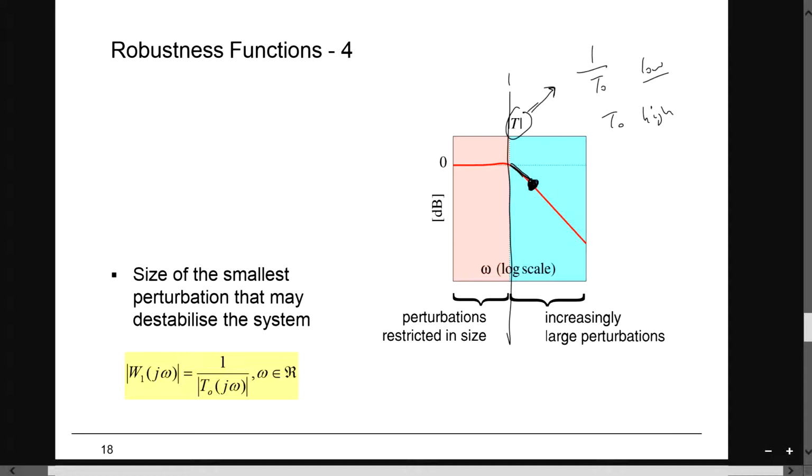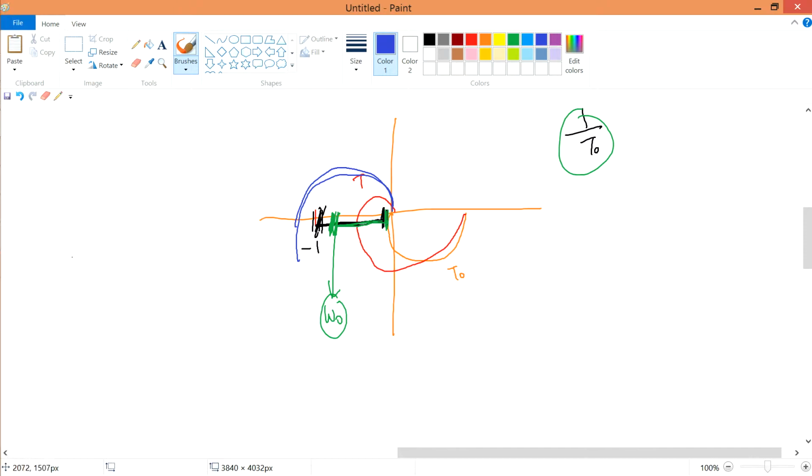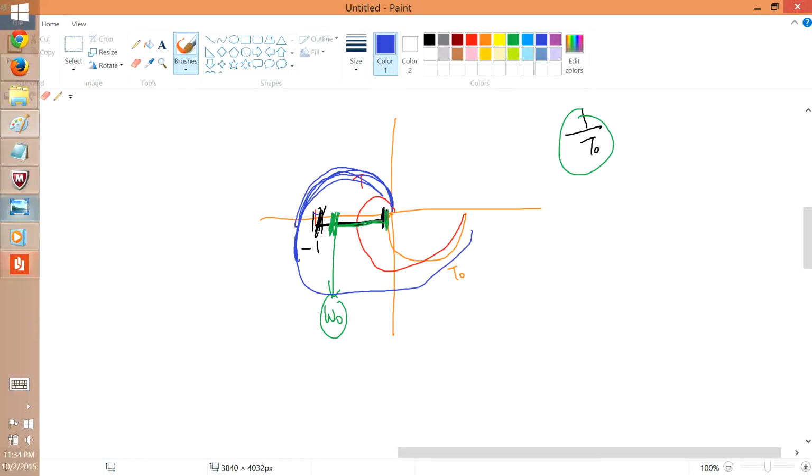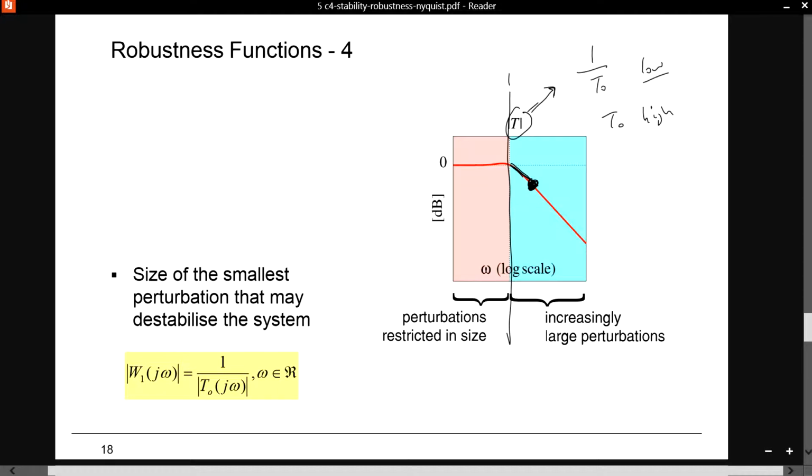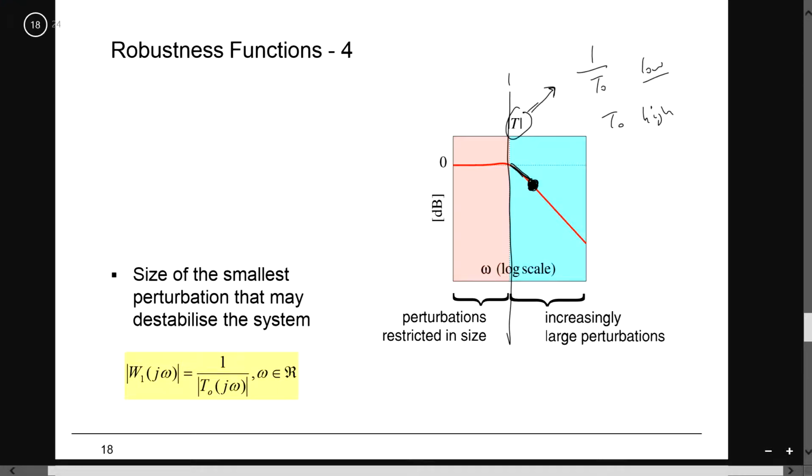This point of time is in fact talking about this Nyquist plot, this loop over here, because it's already looping the -1, for example. Because this is simply plotting for 1 over T naught, if it's talking about 1 over S naught, then it's going to be a high pass system.